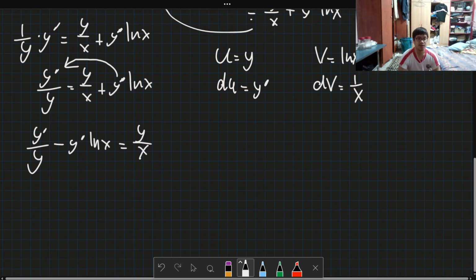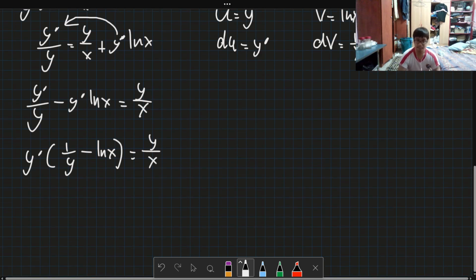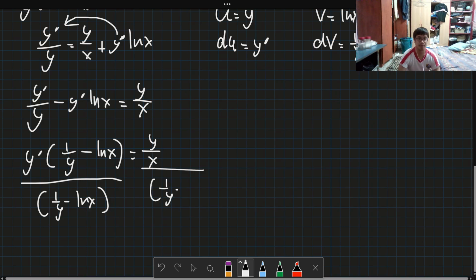Then after you group all the terms that have y prime, you're going to factor out y prime here. You will get y prime times quantity 1 all over y minus ln of x is equal to y all over x. Then since we factor out y prime here, we're going to divide both sides by 1 all over y minus ln of x on both sides so that we can now find our y prime.